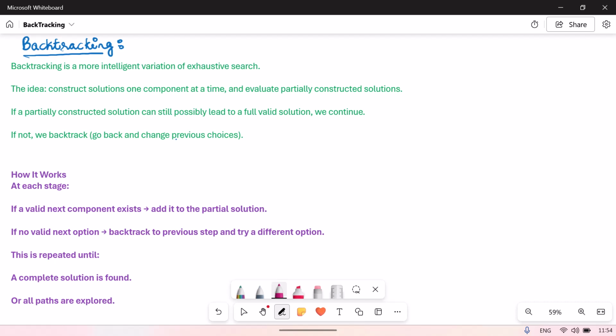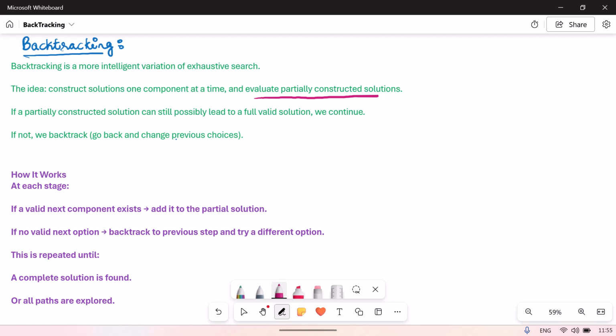But the basic idea of backtracking is to construct the solution one component at a time and evaluate the partially constructed solution. If the partially constructed solution can still possibly lead to a full valid solution, we continue. If not, we backtrack: go back and change the previous choices.